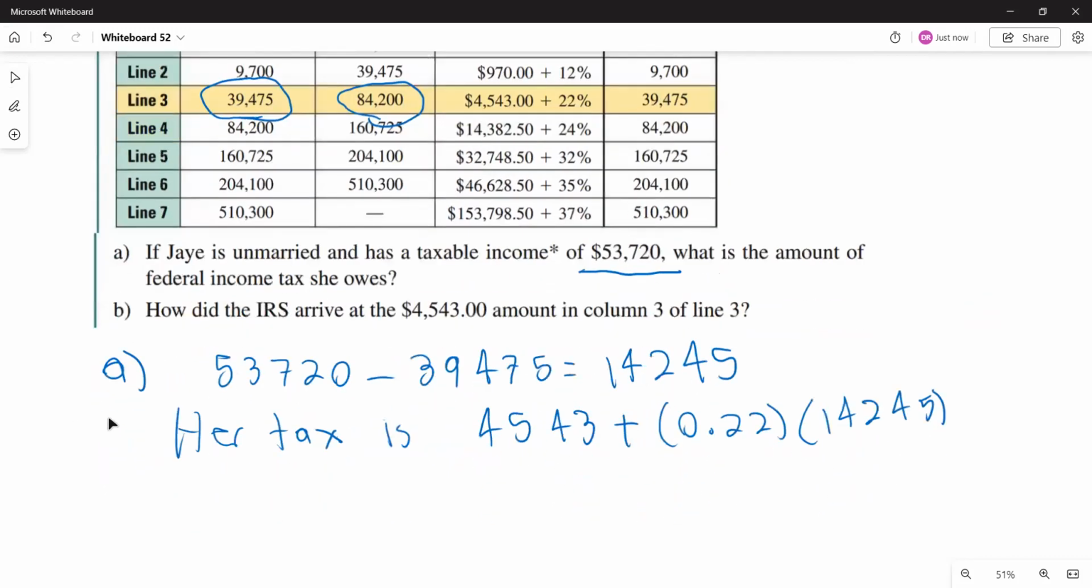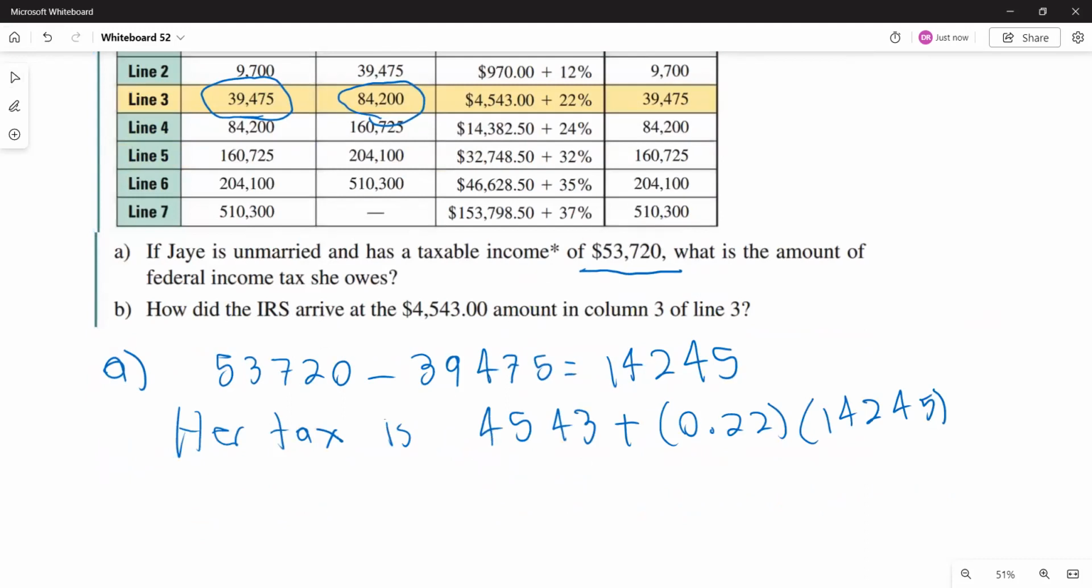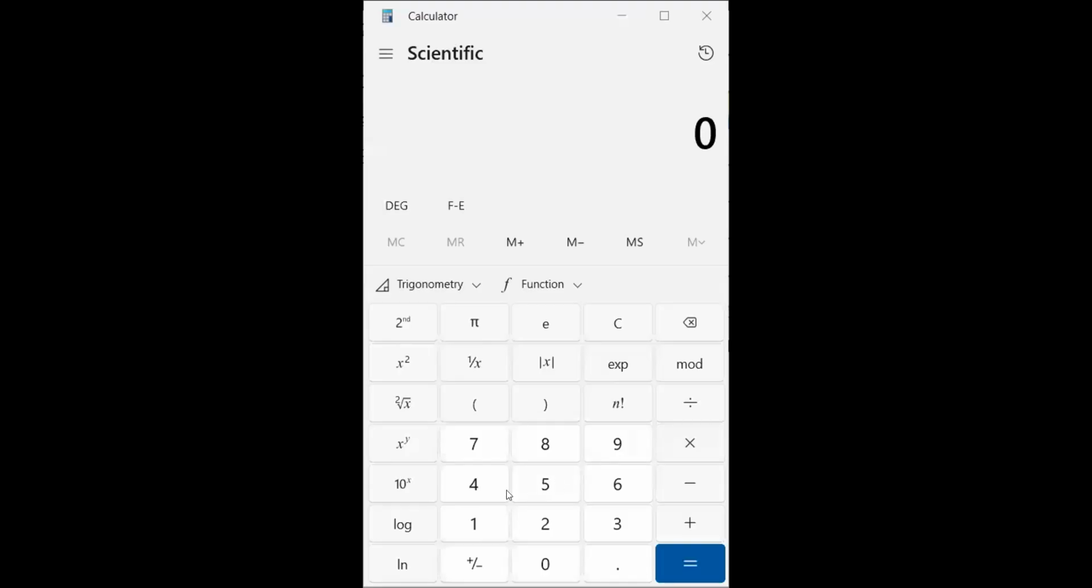Okay, so let's calculate this. This is 4,543 plus 22% of 14,245. And that ended up being 7,676.90.